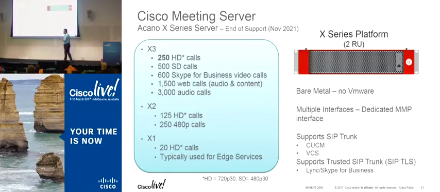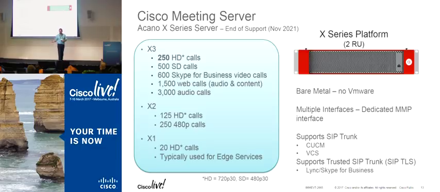There was no VMware, so it was a bare metal install, so it literally had the Acano, now Cisco Meeting Server, software installed onto that platform. And then we trunked that to our preferred call control platforms.